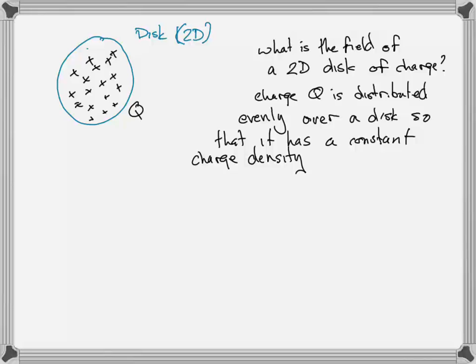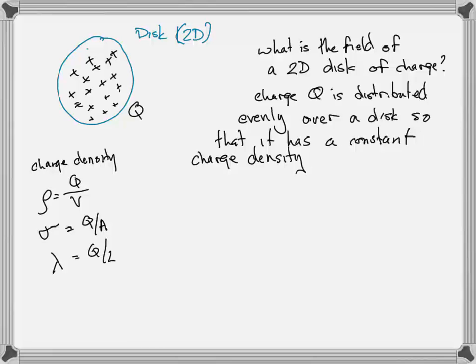Actually, let me do an aside. Charge density. We are going to care about charge density. In 3 dimensions it's charge per unit volume, and that is rho. In 2 dimensions, it's sigma, charge per unit area, and in 1 dimension, it's lambda, charge per unit length. So for a sphere of charge, charge per unit volume. For a disk of charge, charge per unit area. For a line of charge, charge per unit length. We're going to care about charge density. That's going to help us to solve these problems.